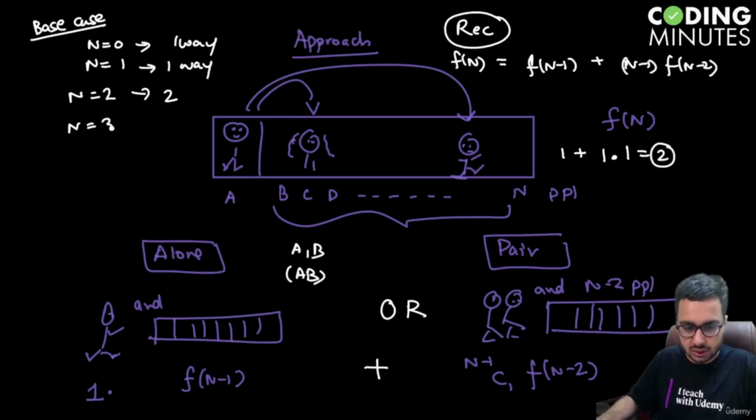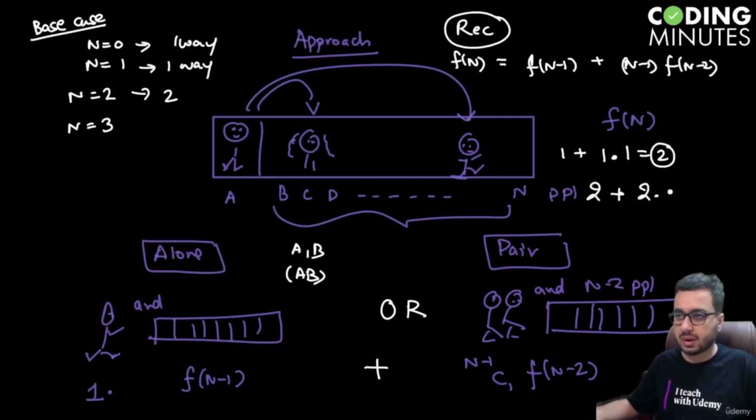What about n equal to 3? So n equal to 3, we will say f of 3 minus 1, that is f of 2, that is nothing but 2, plus n minus 1, that is 3 minus 1, 2, into f of n minus 2, 3 minus 2, that is f of 1. F of 1 is how much? 1. 2 plus 2 is 4.